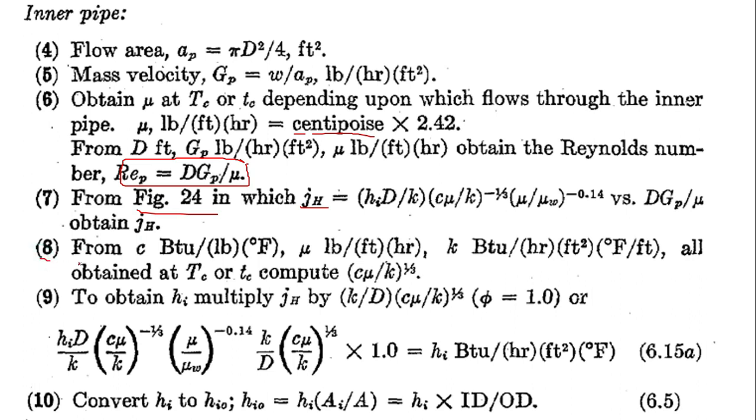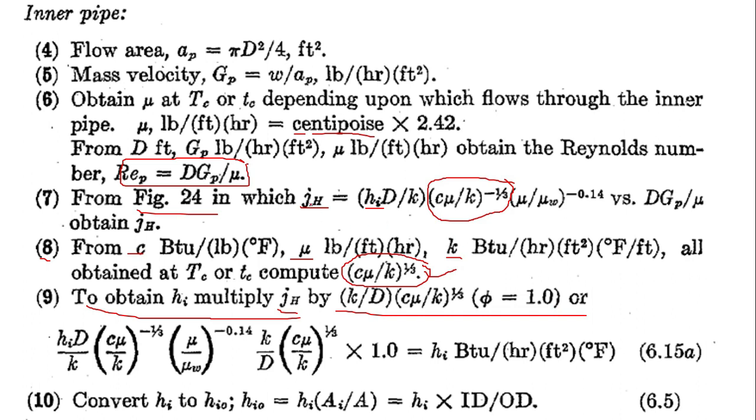And the eighth point is from the specific heat and from the viscosity and from the thermal conductivity, you have to compute this parameter, right? So this is one of the parameters which is given in this equation, right? Once you get the numerical value, you will put it over here, and ultimately you will have to use this equation to determine the film coefficient, right? And the ninth step is also the same, to obtain the HI by multiplying the JH with the remaining parameters.